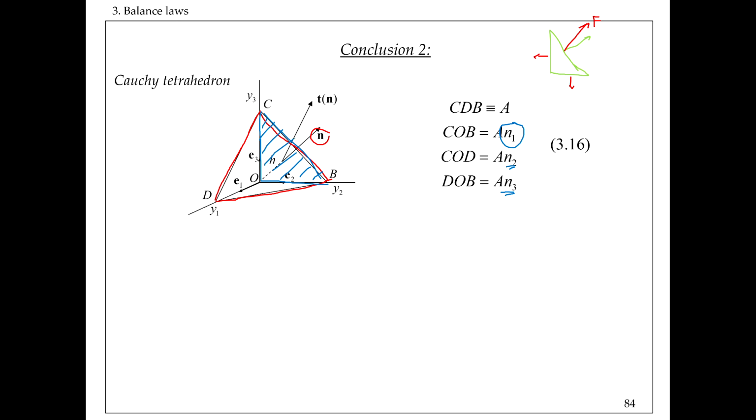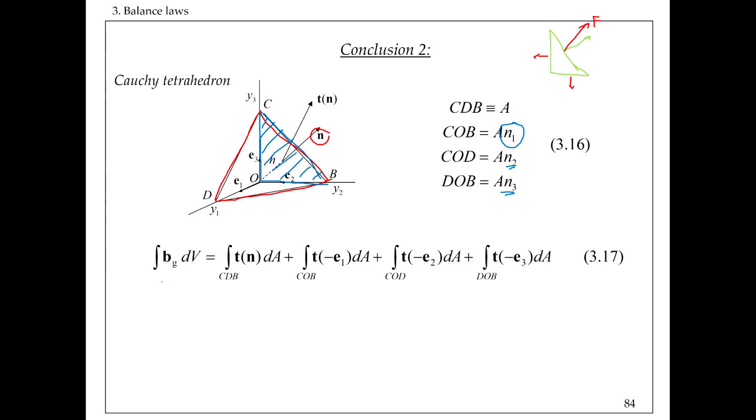The one that is defined by the normal, and these that are built on the planes built by our coordinate system, right? And so we have 4 terms here. If we want to integrate over the surface of that Cauchy tetrahedron, we'll have 4 terms. So on the left hand side we still have our body forces, and then on the right hand side we have the integral over CdB, so on this area, that's where the traction is.